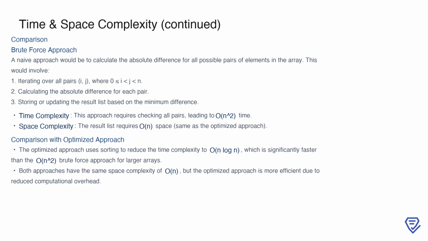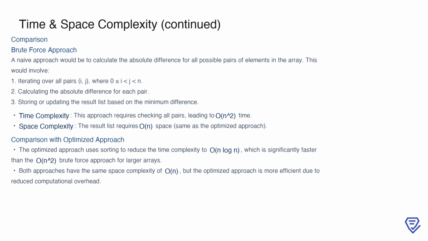In the naive approach, we would calculate the absolute difference for all possible pairs of elements in the array. This involves iterating over all pairs i, j, where 0 <= i < j < n, calculating the absolute difference for each pair, and updating the result list based on the minimum difference found. The time complexity for this approach is O(n squared), because we need to check all pairs, and the space complexity is O(n) for the result list, which stores the minimum difference pairs.